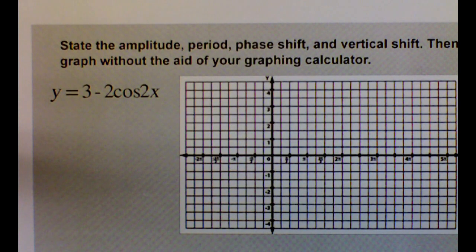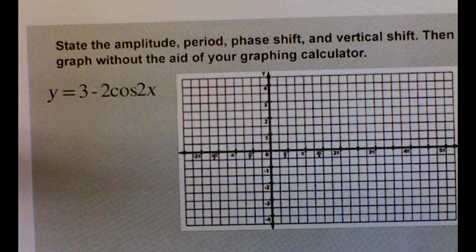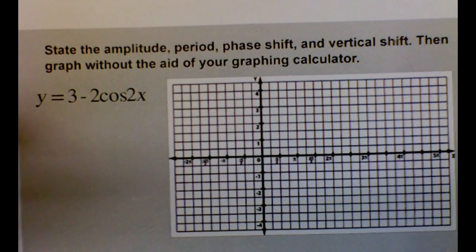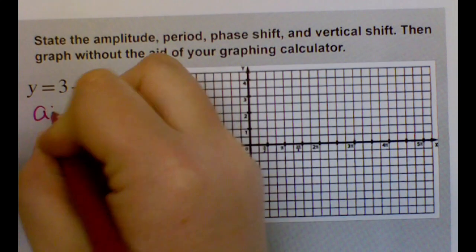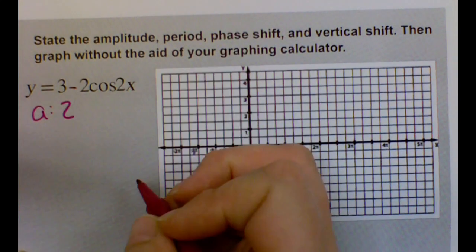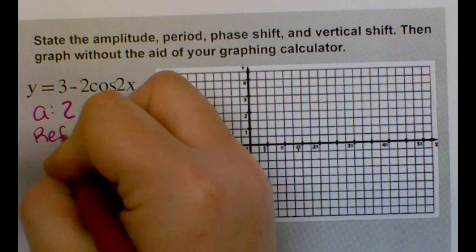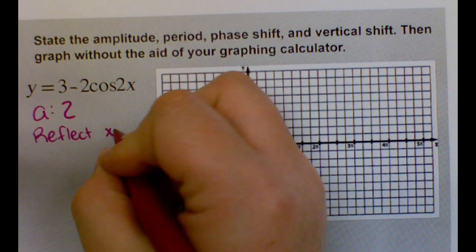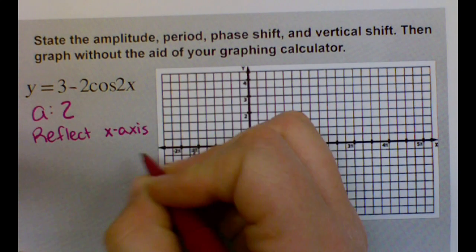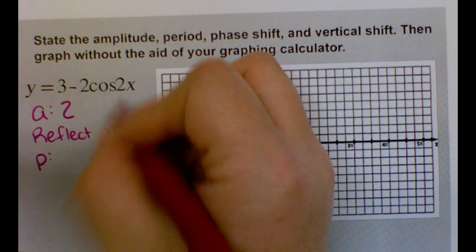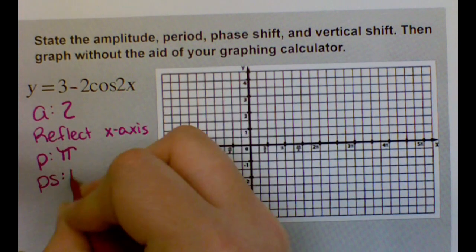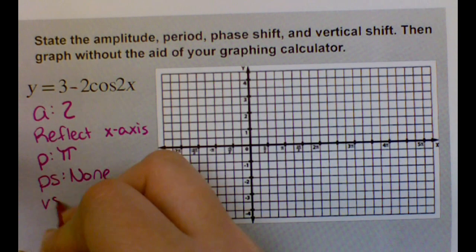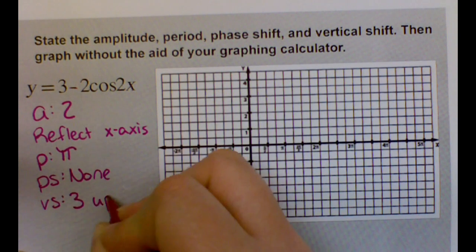So let's try a little graphing with everything. Start by stating all these important features of your graph. Let's shift this over just a little bit. All right, our amplitude is 2. This negative makes it a reflection over the x-axis. The period is 2 pi over 2, so pi. There's no phase shift. And the vertical shift is 3. That 3 is positive, so it's 3 up.